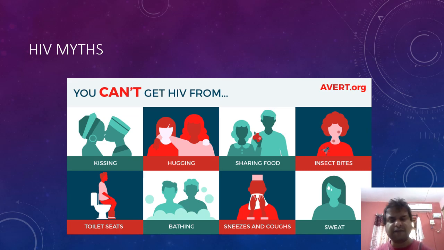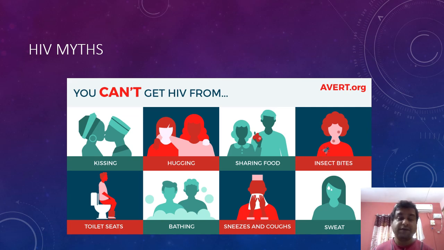You can't get the virus via insect bites. So if a mosquito bites, mosquitoes draw blood, they suck blood from humans. So let's say a mosquito goes and bites a person who has got AIDS or this virus, and then goes and bites you. Will you get AIDS? No. The answer is no. It is not possible to get AIDS, because the virus does not survive within the mosquito.